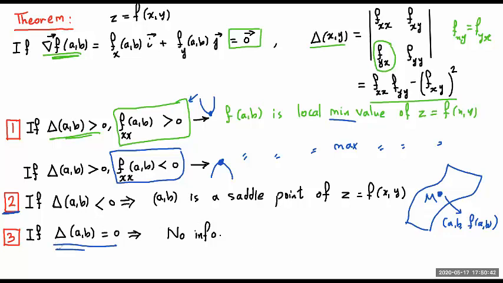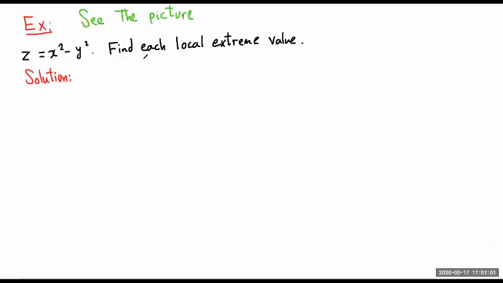This means sometimes delta equals 0 and f(a, b) is a local maximum. Sometimes delta equals 0 and f(a, b) is a local minimum. Sometimes delta equals 0 and f(a, b) is not an extreme value for the function. Let's take the first exercise. z equals x squared minus y squared. So I have this function f(x, y) equals x squared minus y squared. Find each local extreme value.